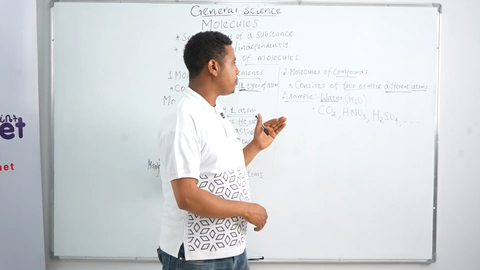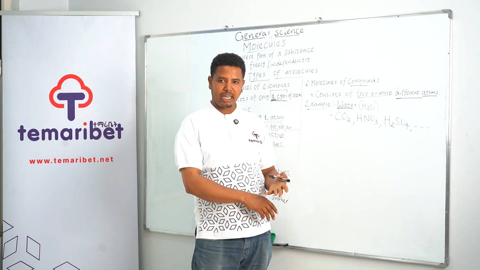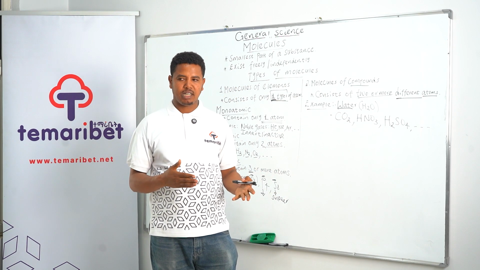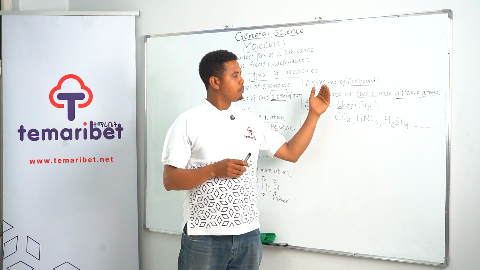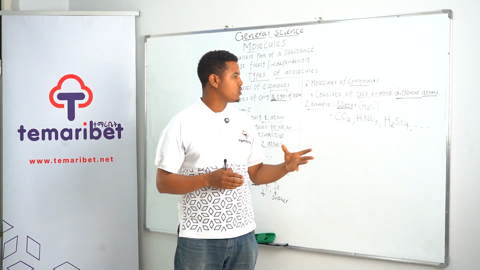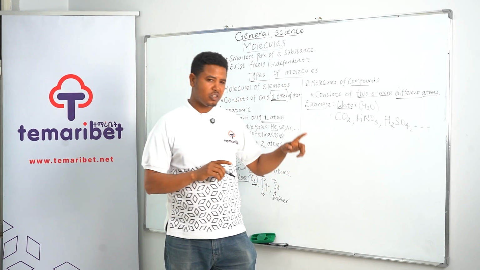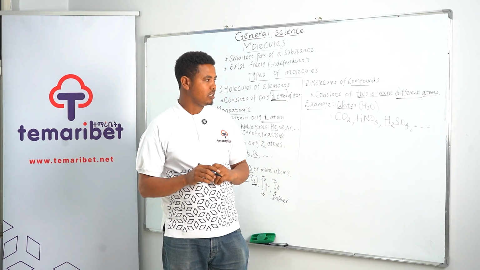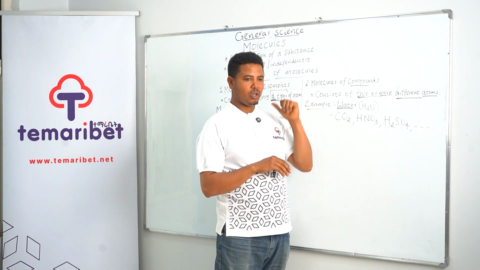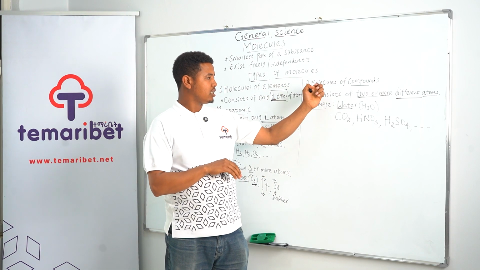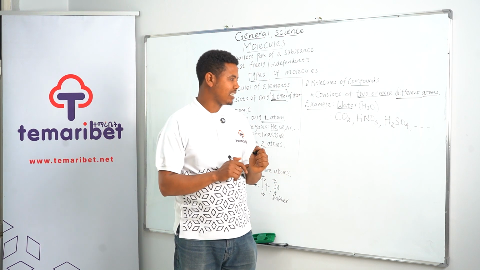Let's come to the molecule of compounds. Compounds are actually made out of 2 or more elements combined chemically. So molecules of compounds consist of 2 or more different atoms. It's not the same atom here. If it is the same atom, it's going to be a molecule of element. But a molecule of compound contains at least 2 different atoms.